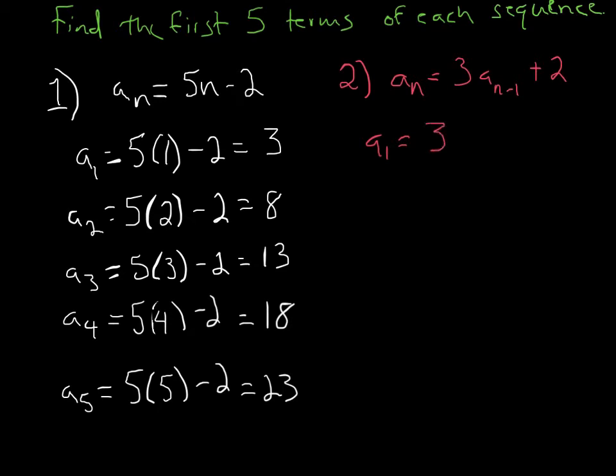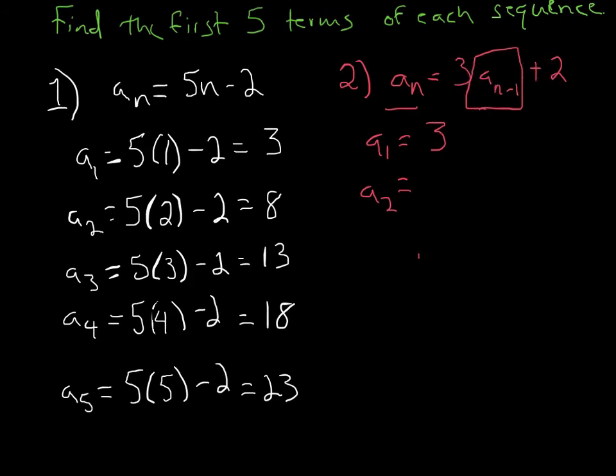That's going to be given to you if they give a recursive formula, because there's 2 parts to a recursive formula: the initial term and then the recursive formula part, which relates a sub n to its previous term. Remember, the a sub n minus 1, all that really means is the term before. So if we're looking at a sub 2, we look at a sub 1. Well, a sub 1 is 3, so we multiply 3 to the previous term, then add 2.